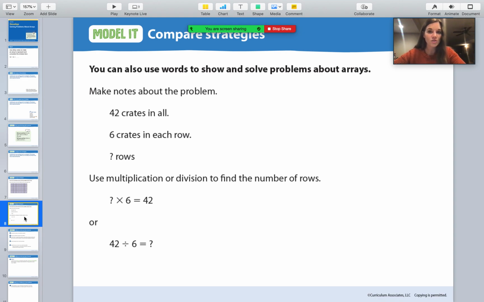So you can also use words to show and solve problems about arrays. You can use your words. You can make notes about the problem. You can think, okay, there are 42 crates in all and 6 crates in each row. So how many rows? And then we already kind of did this as well. We showed it in a division equation and a multiplication equation.